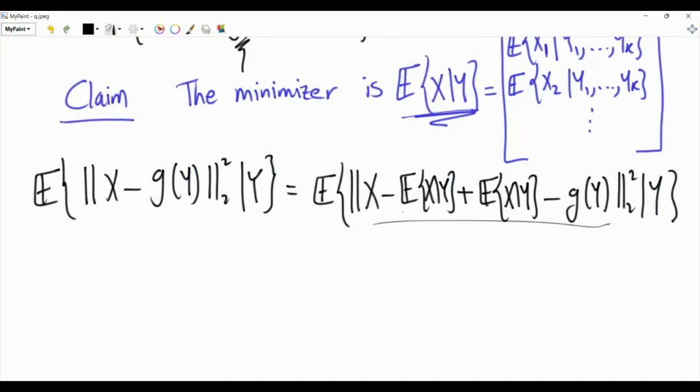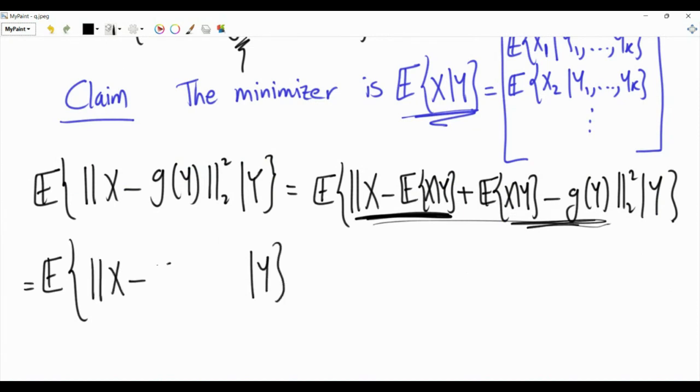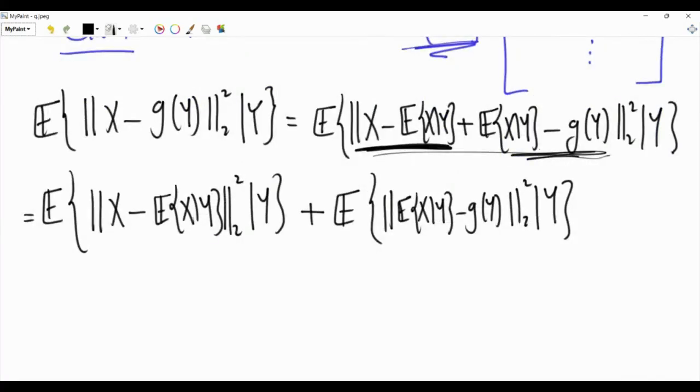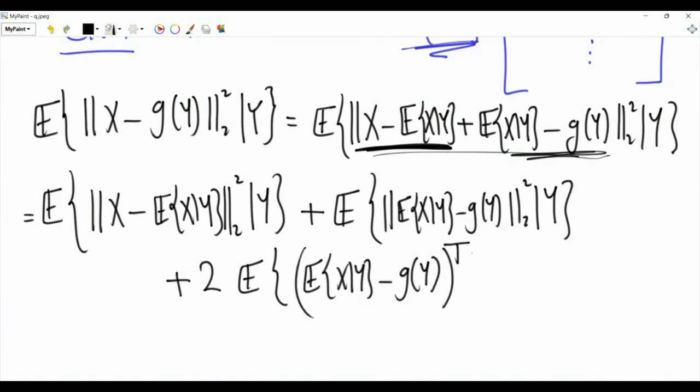Let's expand the L2 norm squared, treating these two terms as a vector and these two terms as a vector. So we get three terms. The first one is the conditional expectation given y of the L2 norm squared of x minus expectation of x given y. The second term will be the conditional expectation given y. Now we have the L2 norm squared of expectation of x given y minus g of y. Then we have the cross term, which is two times expectation of x given y minus g of y transpose times x minus the expectation of x given y.